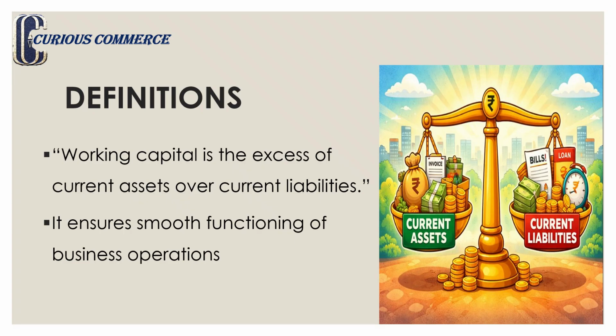Now let us understand with a simple numerical example. The current assets of an organization are 4 lakh. Current liabilities of the organization are 3 lakh. We already know the simple formula to calculate working capital: working capital equals current assets minus current liabilities. So, 4 lakh minus 3 lakh, the working capital is 1 lakh.